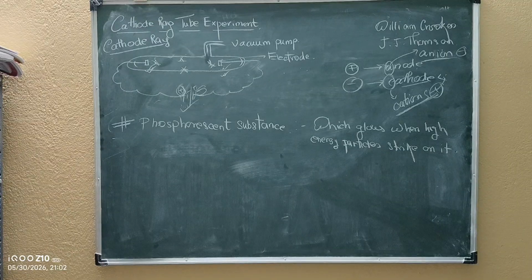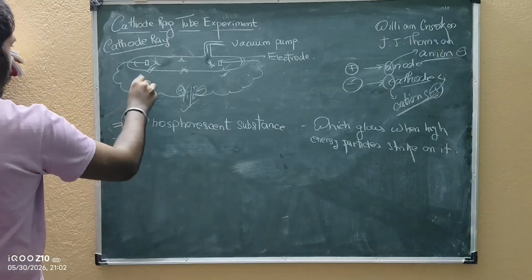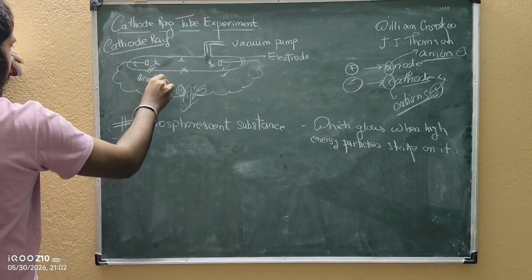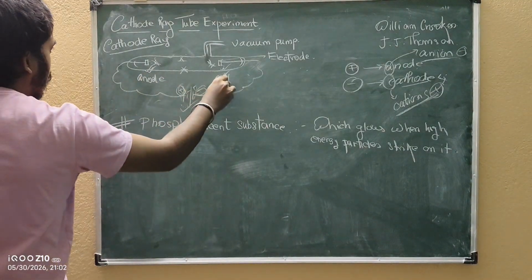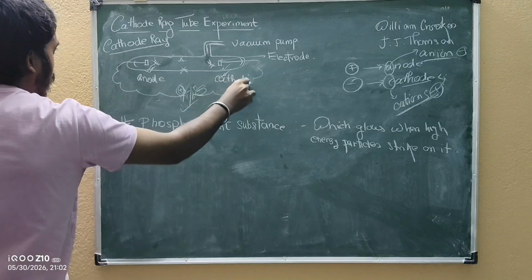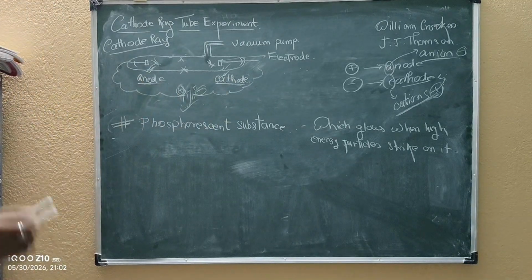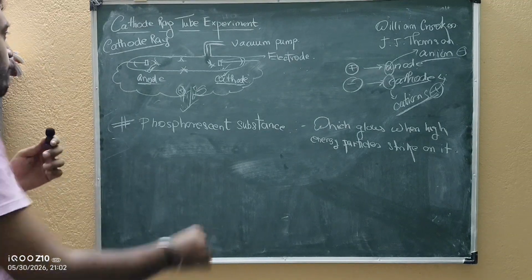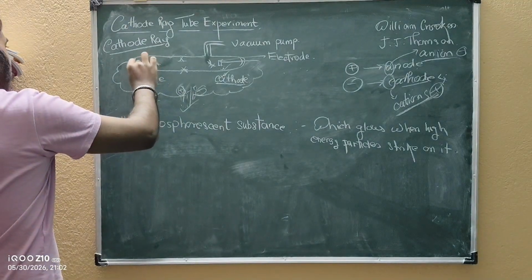Pause the video. Try to answer on your own. Then see the answer. Okay. So which one is the anode over here? This one, right? And which one is the cathode over here? This one, right? Now, since we are performing the cathode ray tube experiment, we will place the phosphorescent substance behind the anode. So we will place it over here.